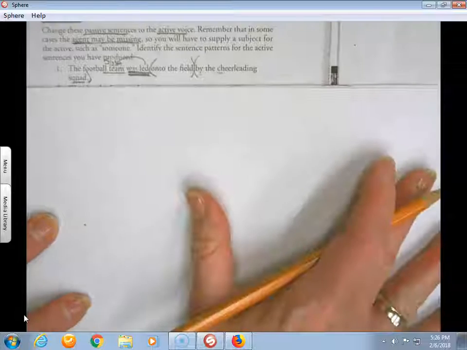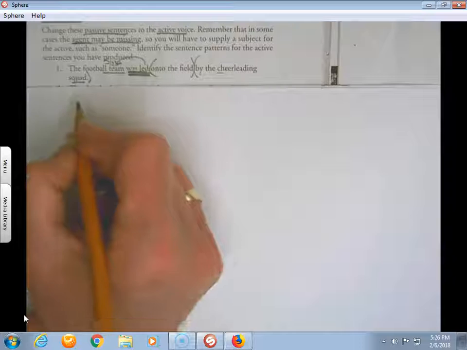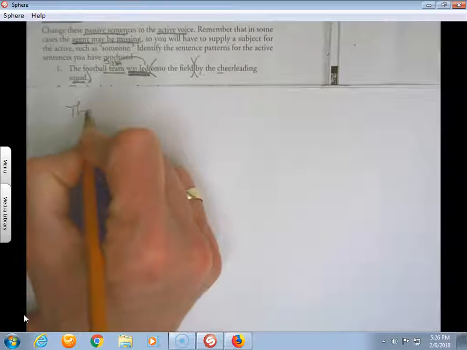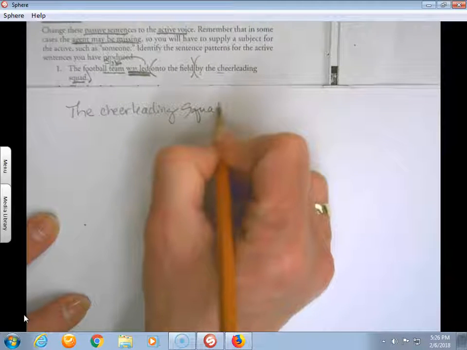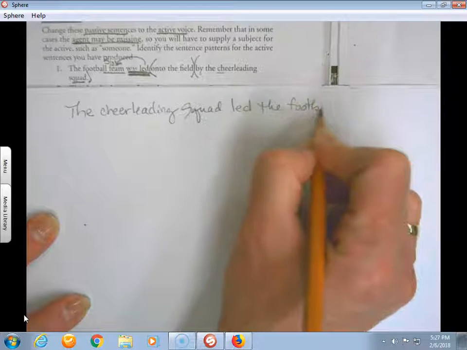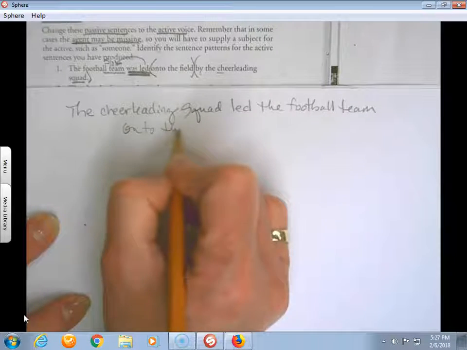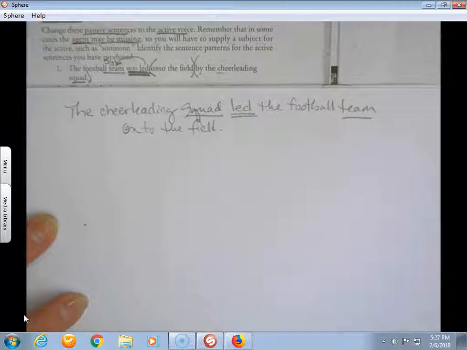So if we're going to put this in the active voice, we've got to say, who did the action? Who did the leading? Well, that was the cheerleading squad, and we have to make them our subject. The cheerleading squad led the football team, right, onto the field. That is an active voice sentence. Squad, led, team. That's a nice, straightforward, active voice sentence.